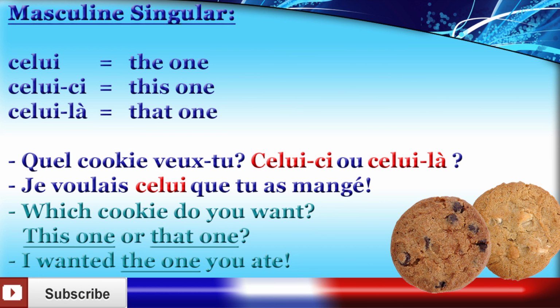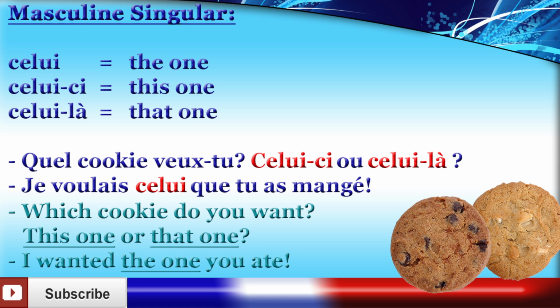So, if the noun the demonstrative pronoun is replacing is masculine and singular, you need to use celui to say the one, celui-ci to say this one, and celui-là to say that one. So that's celui, celui-ci, celui-là.